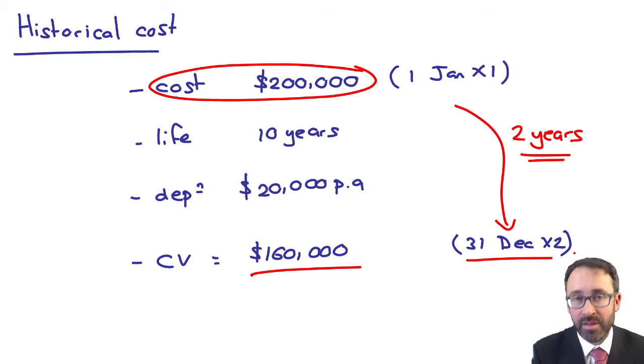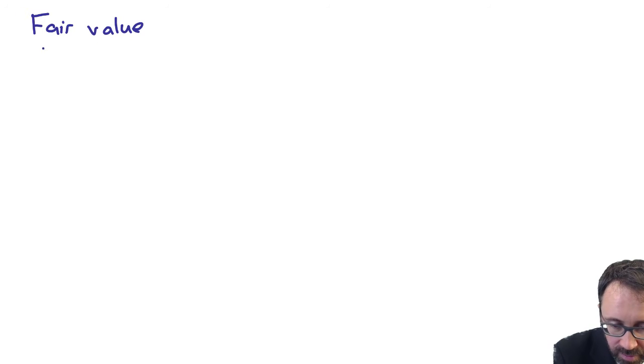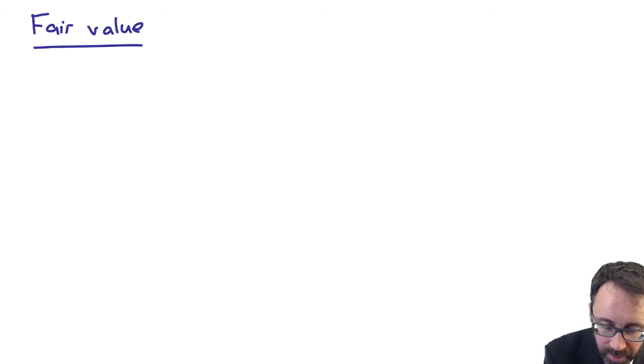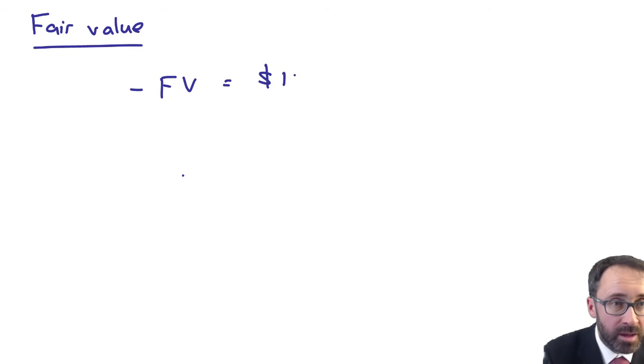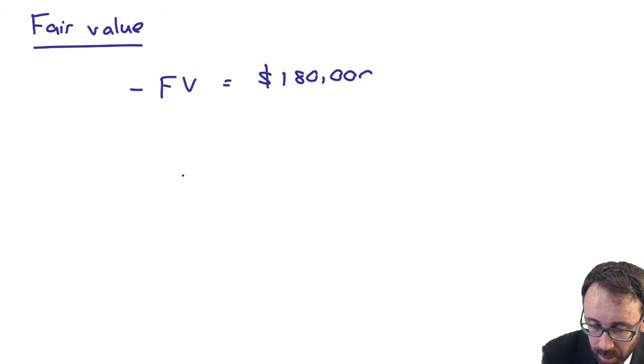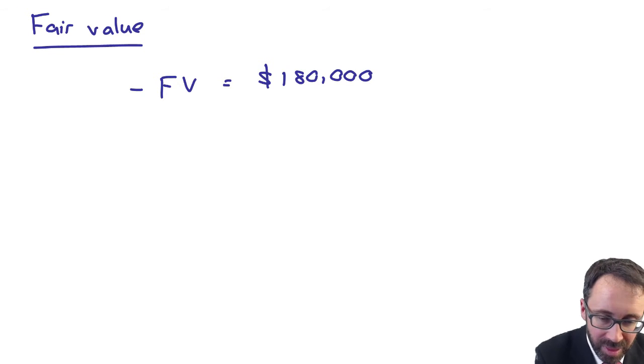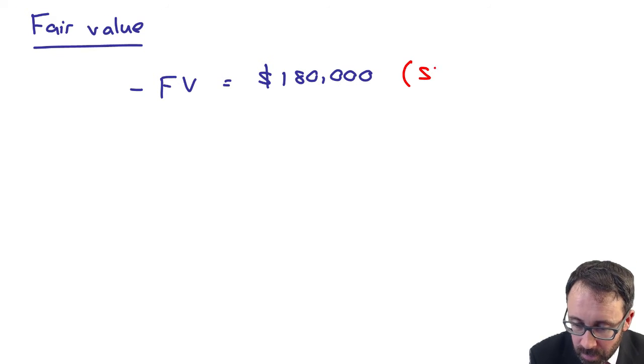So what we're saying is, look, you've got a historical cost of 160 at the 31st of December 20X2. That was 2 years ago. If we look at the fair value, it could be that the fair value today is, should we say, 180,000? If that's the case, that is what you would then show on the statement of financial position.